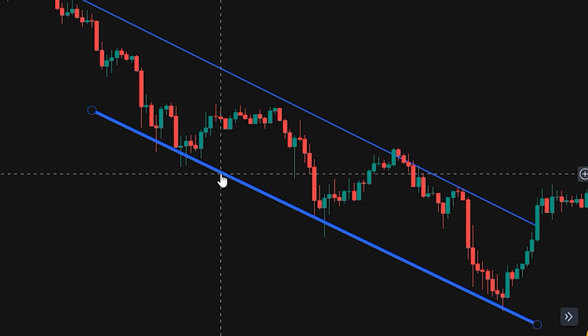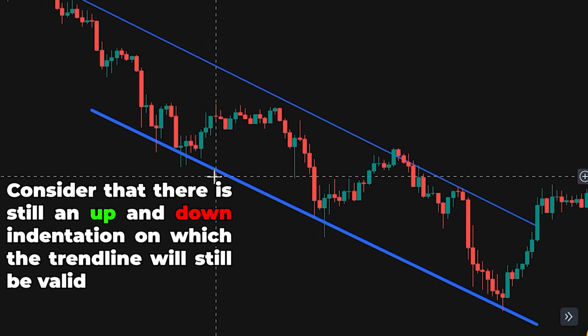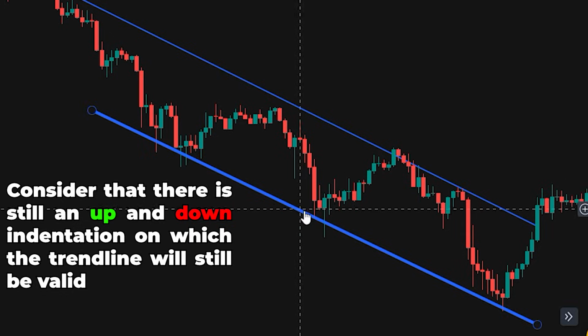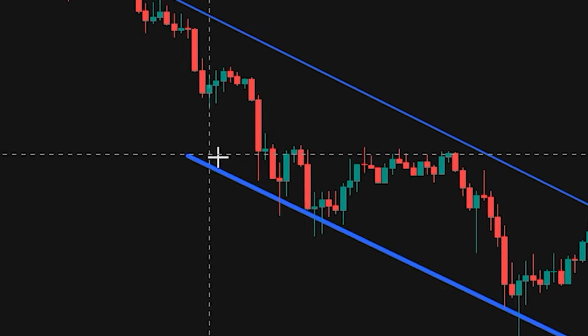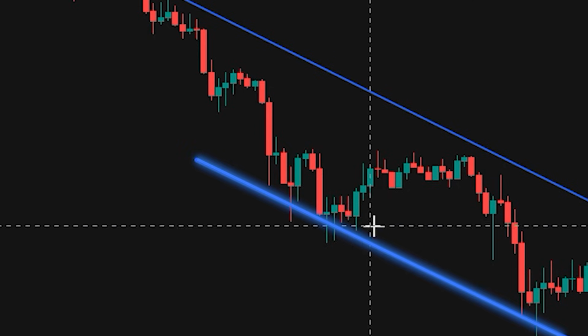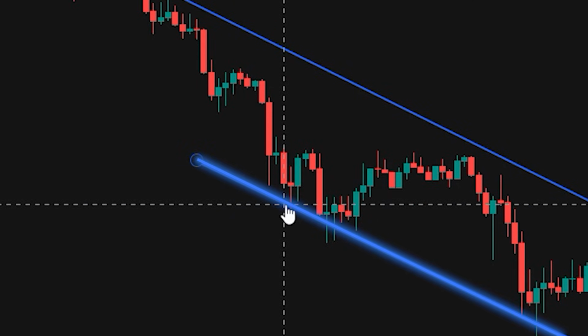And even so, consider that there is still an up and down indentation on which the trend line will still be valid, and the signal on the line will be valid. For example, we put out a thick line and consider this zone from below the two lows. That's the second rule, by the way.